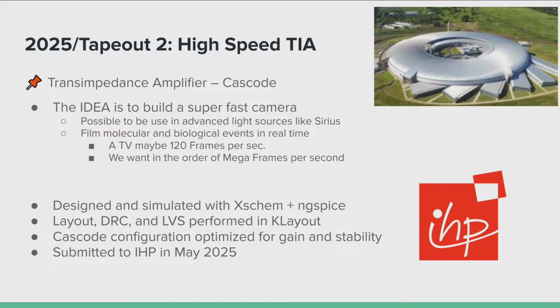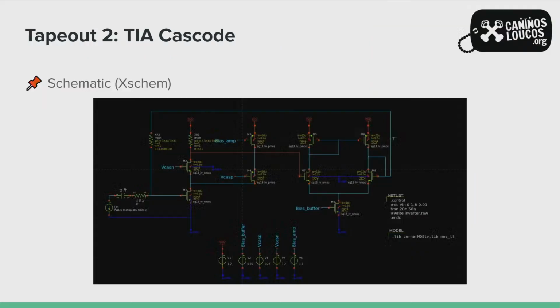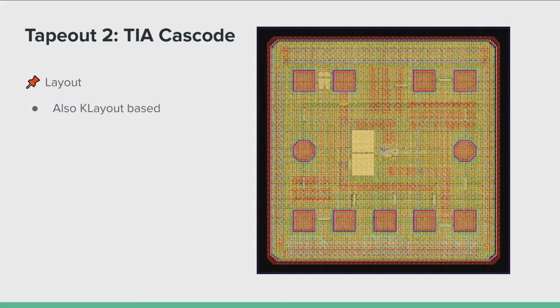One student designed one transimpedance amplifier, which is a block that goes near optics. You can use it with fiber optics, with photonics. And this was also designed through open source tools, and this was sent to IHP in an open PDK in Europe. So it is in fabrication right now. This is the layout.